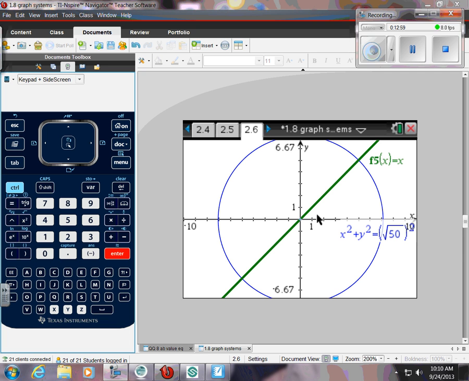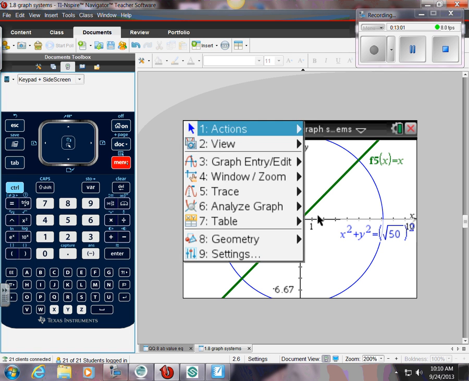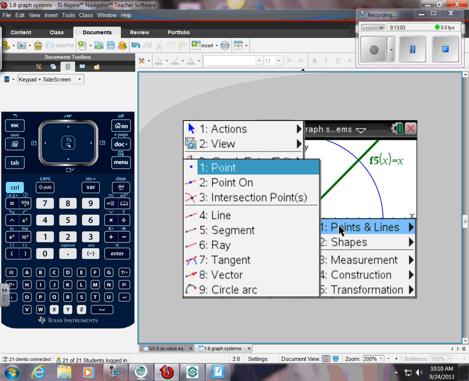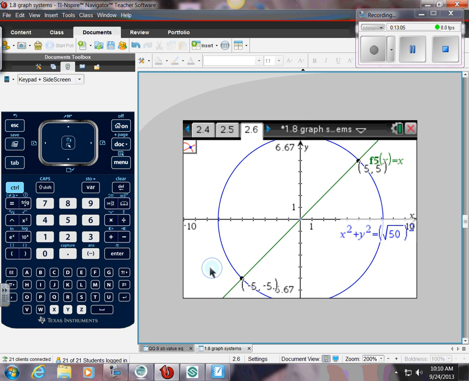And there it is. So go ahead and use your tools to find my intersection points. You should have Menu, Geometry, Points and Lines, Intersection Point, click, click: negative 5, negative 5, and 5, 5. Are we good? Questions, problems, concerns? Moving on.